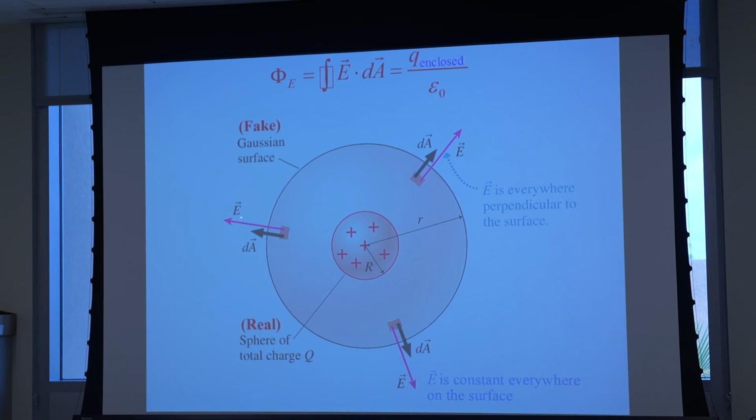So everywhere, would you agree, on the fake Gaussian surface, aren't the dA and the E always going to be parallel? They're always going to be parallel. And look, if we make the fake surface concentric with the sphere, that means the surface is always at the same value of R. So what has to be true about the E field on the surface? Constant. Why?